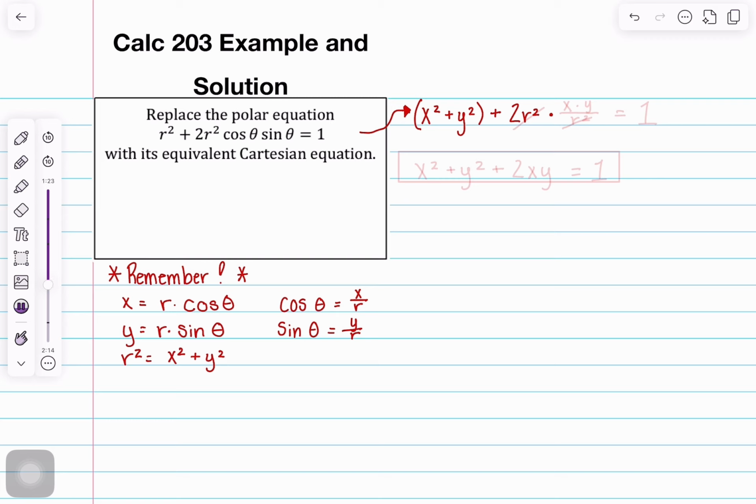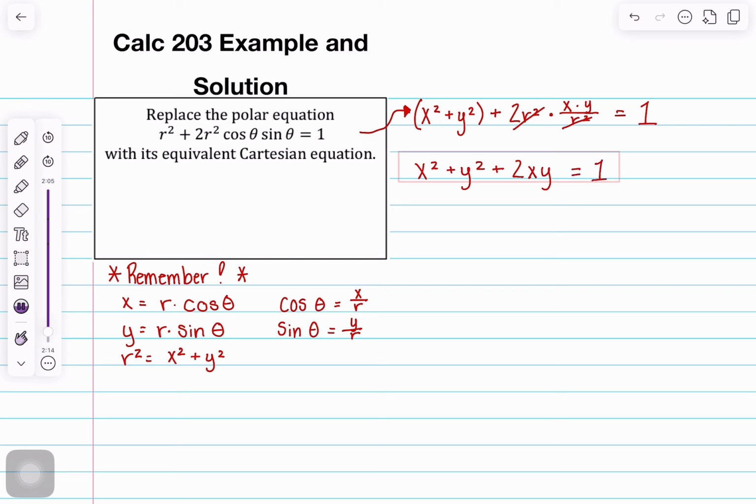which we know both of those are equal to their respective values over r. So instead of having cosine of theta times sine of theta, we will have x times y over r squared. And that'll be equivalent. So then we're going to set this all equal to 1. And you should be able to see that now we are able to cancel these two terms out. And then we will be left with x squared plus y squared plus 2xy is equal to 1.